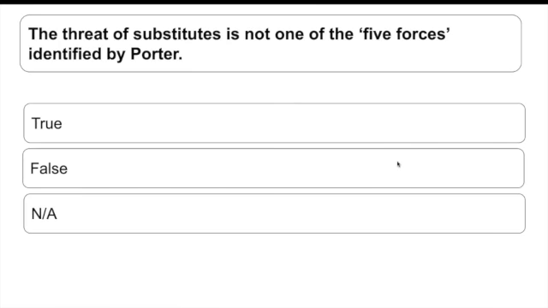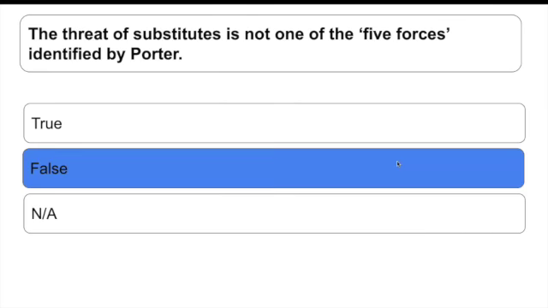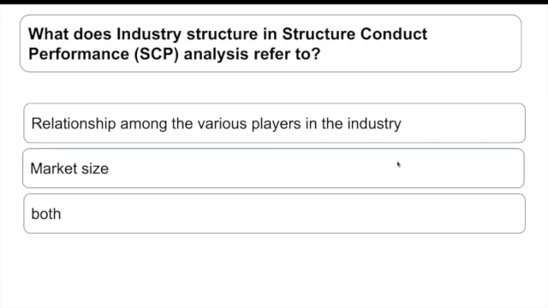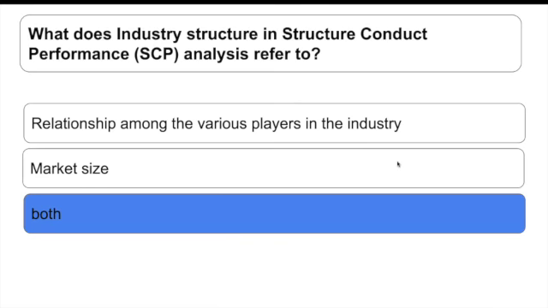The threat of substitutes is not one of the 5 forces identified by Porter. State whether true or false. The correct answer is this is false. What does industry structure and structure conduct performance analysis refer to? A. Relationship among various players in the industry. B. Market size. C. Both. The correct answer is both. Both the relationship among the various players in the industry and market size is what this refers to.